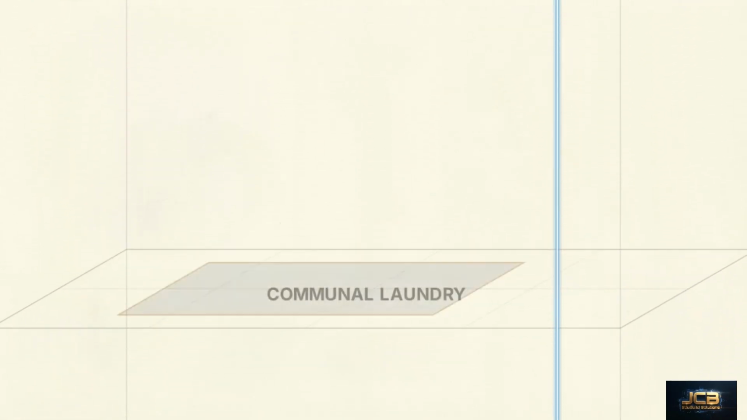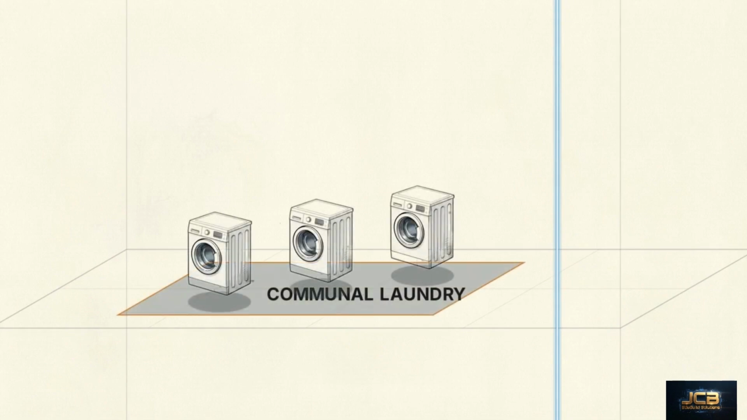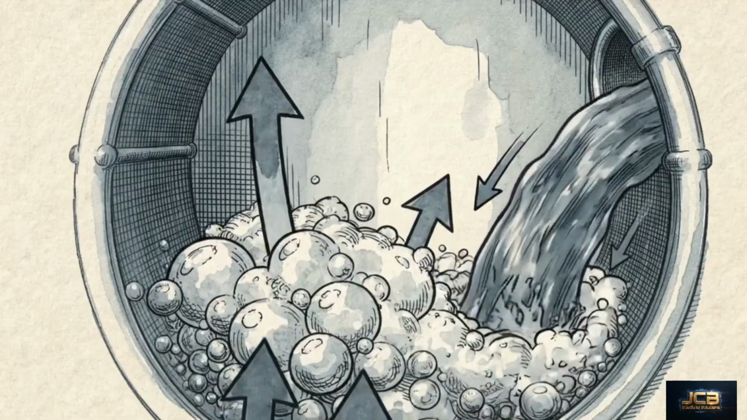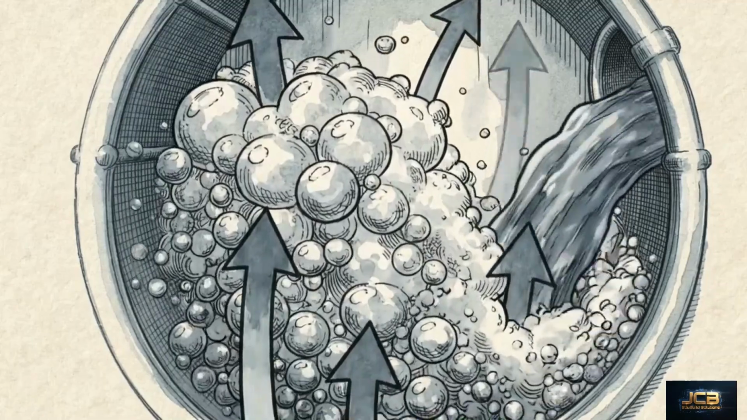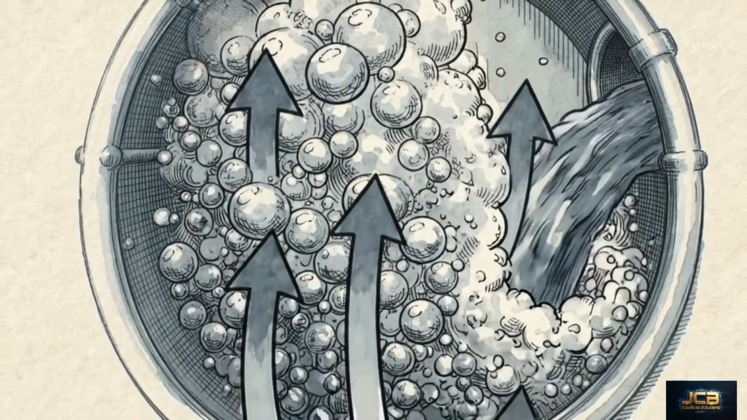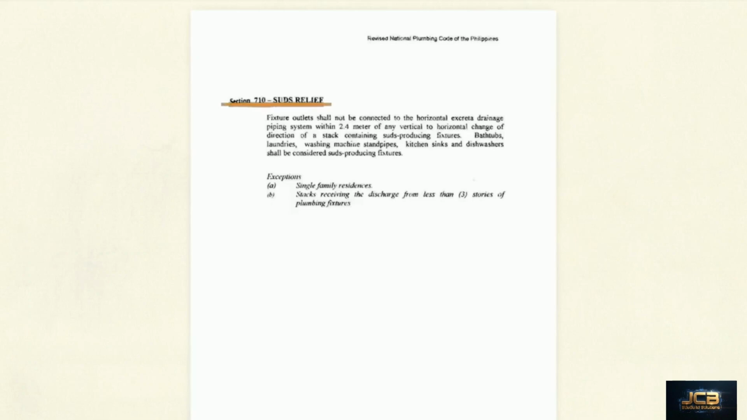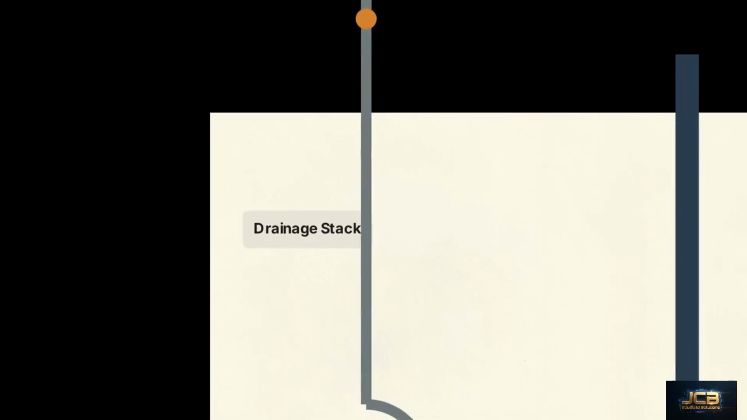Continuing our descent, the pathway reaches a mid-level floor housing a communal laundry room where multiple washing machines discharge into the main stack. Washing machines generate high volumes of suds, creating an expanding pneumatic pressure that can easily back up against gravity and blow out lower-level trap seals. Section 710 specifically addresses this suds relief. It dictates that fixture outlets shall not be connected to the horizontal drainage system within 2.4 meters of any vertical to horizontal change of direction for stacks containing suds-producing fixtures.